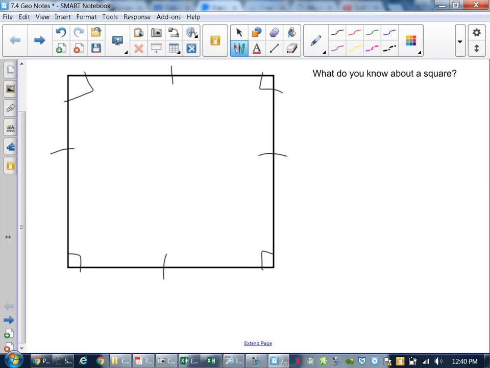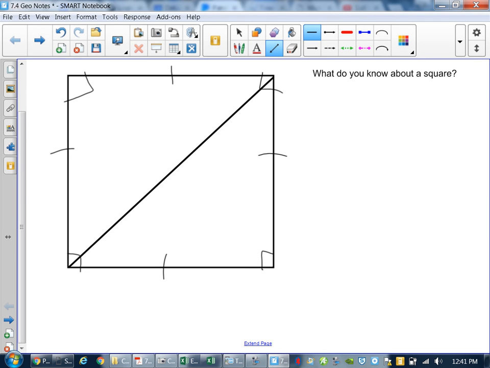Now, one of the things that you can do with a square is that you can connect from one vertex to one across via a diagonal. So what we do is we look at what's called a diagonal. If I draw that diagonal in, it creates two right triangles. It creates two congruent right triangles.